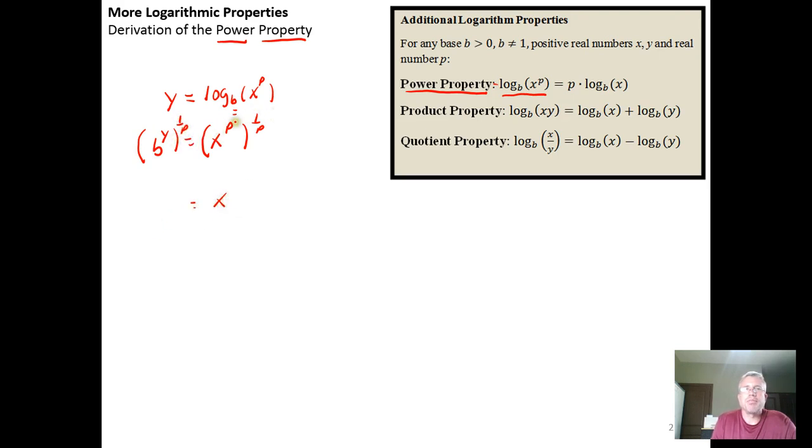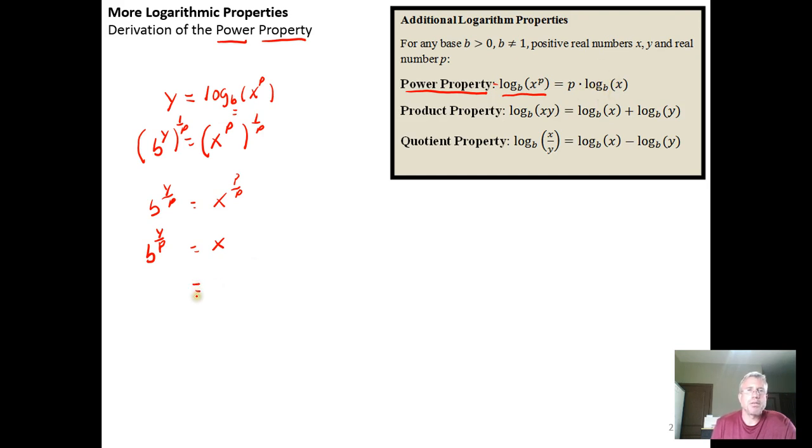So when we have one power being raised to another and we simplify it, we just multiply the powers. So we get p times 1 over p is just p over p. And this is b to the y times 1 over p is b to the y over p. And x to the p over p is just x to the first power, or x. And then you can see here we're wanting to get log base b of x.